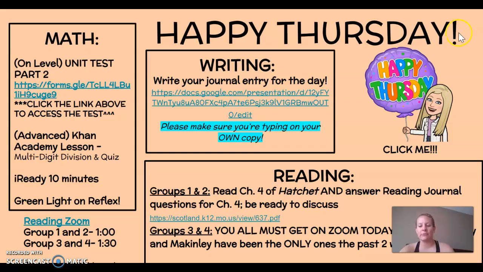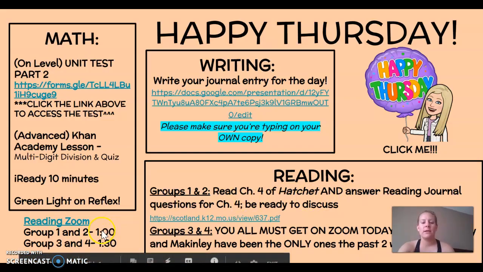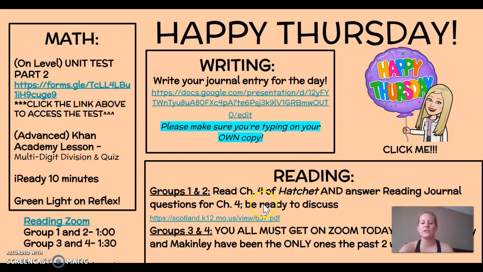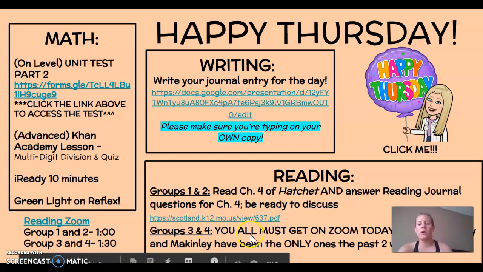Let's see, last thing, reading today. Today's reading group, so I will be seeing every single one of your faces on the reading Zoom depending on the time. Groups 1 and 2, you know to be on at 1 o'clock, and you need to have read all of chapter 4 of Hatchet and answered the reading journal questions for chapter 4 before the meeting. Be ready to discuss while we're on the Zoom. Groups 3 and 4, you all need to get on your Zoom today at 1:30.